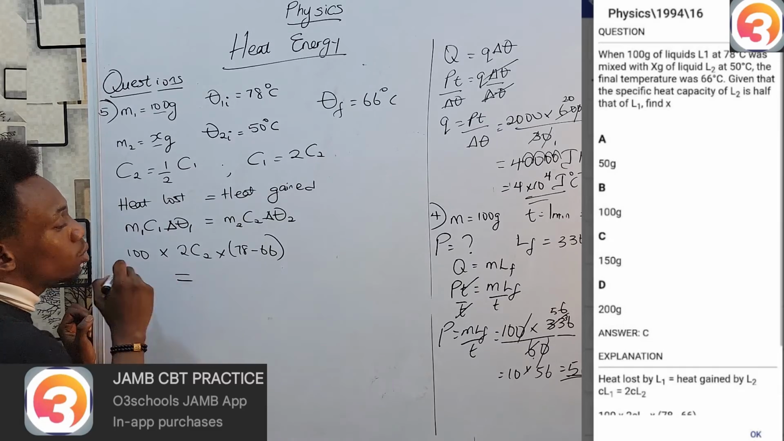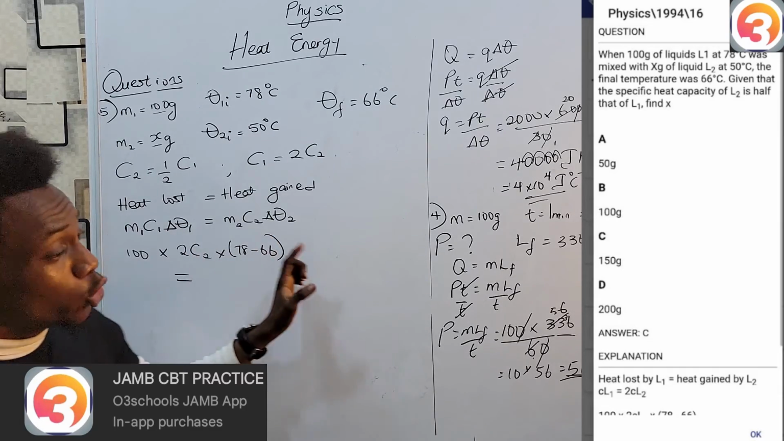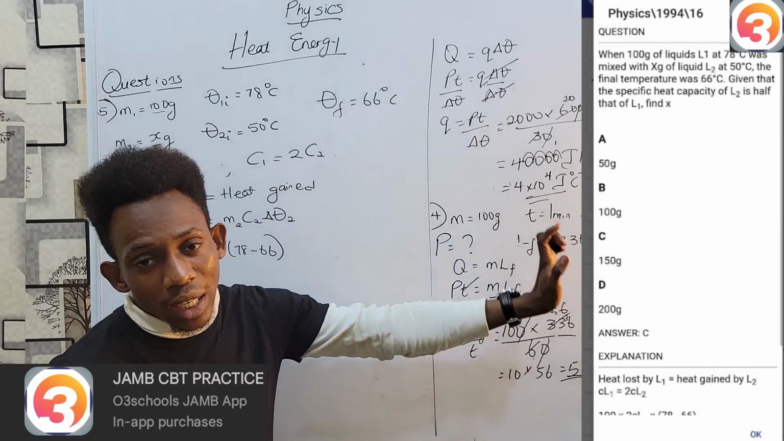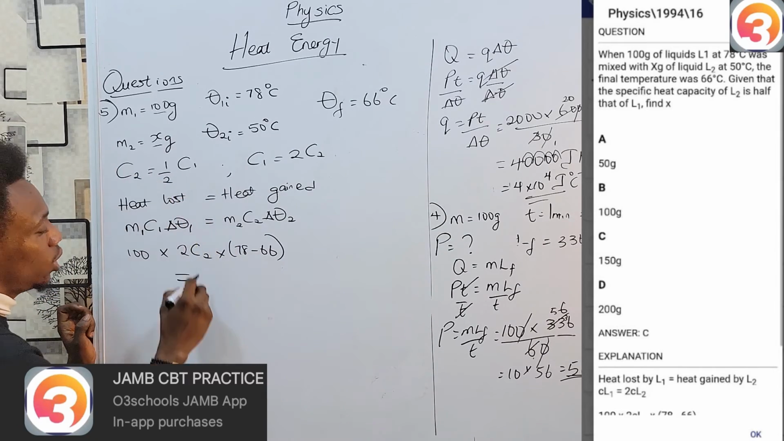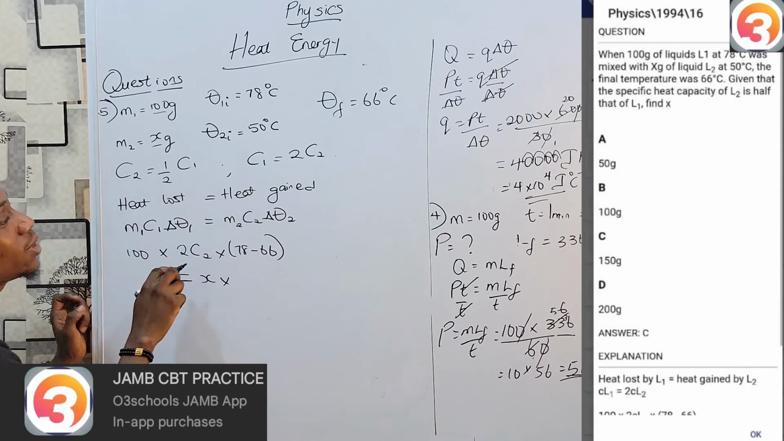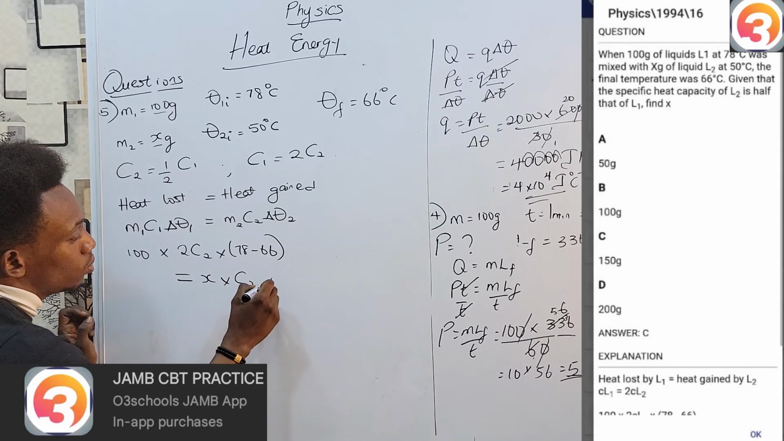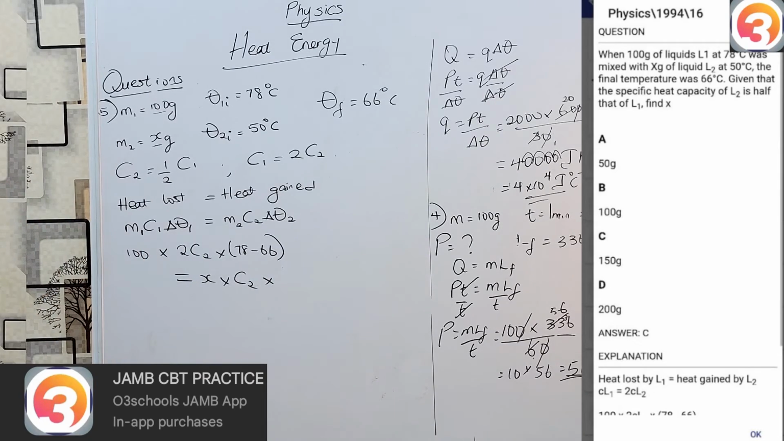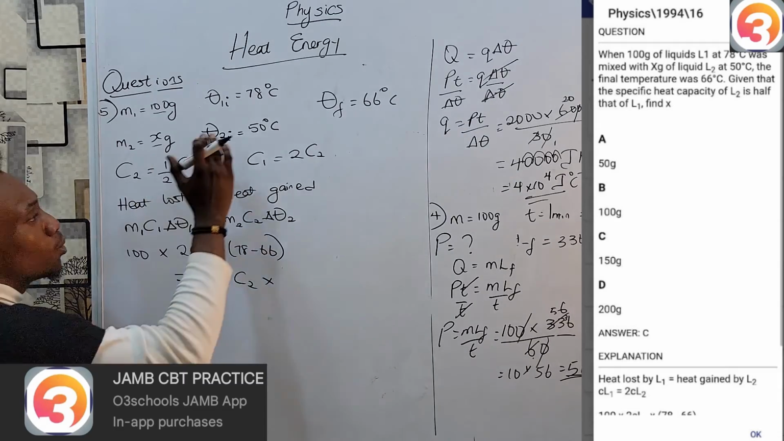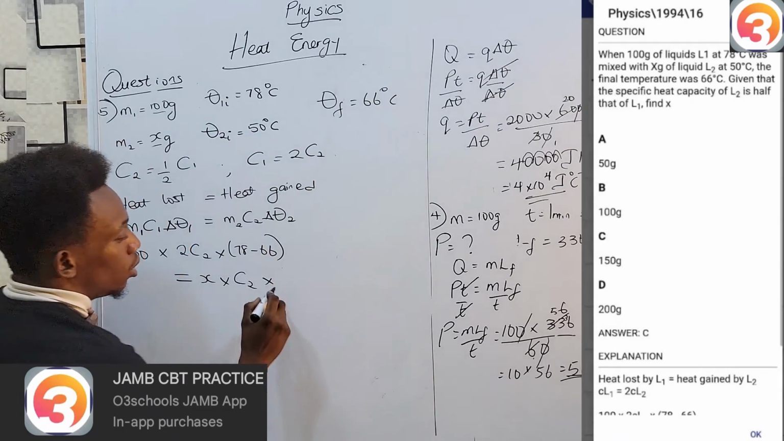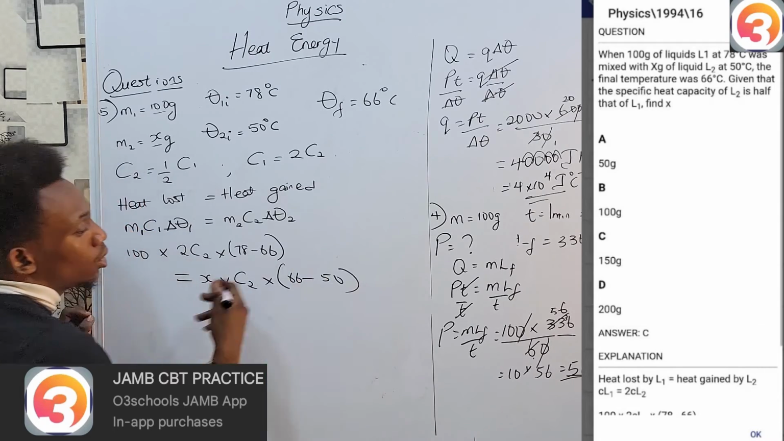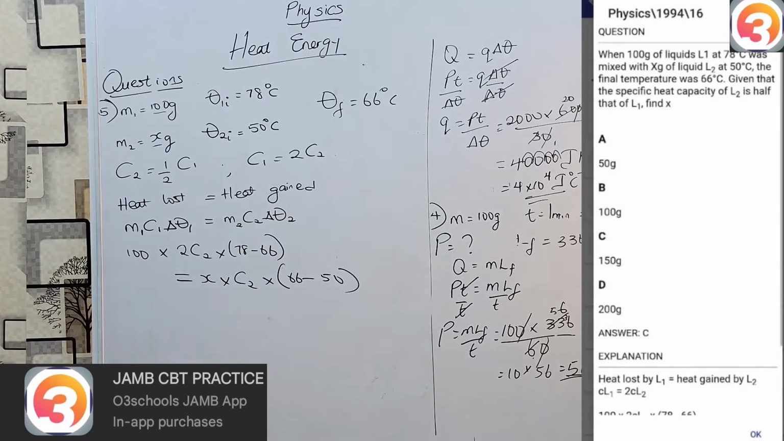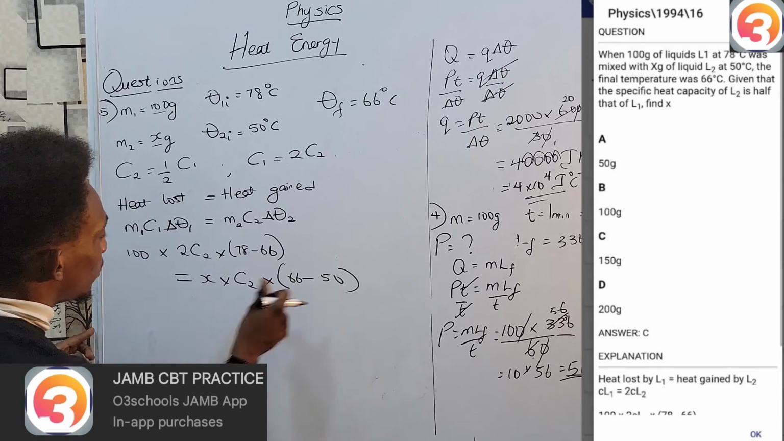And this should be equal to, I'm writing the equal sign down here because I do not have enough space on the board to stretch this out to the end. So equal to M2, which is X, times C2, times its own change in temperature. It's going from 50 to 66. Therefore, change in temperature should be 66 minus 50. Like I said, always write this in such a manner that you get a positive answer when you subtract.